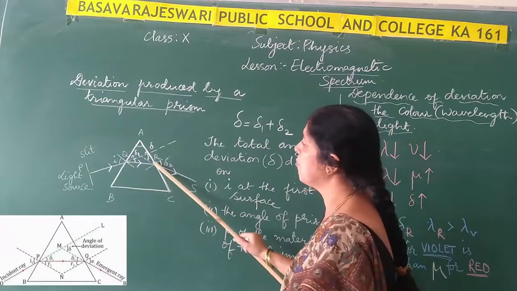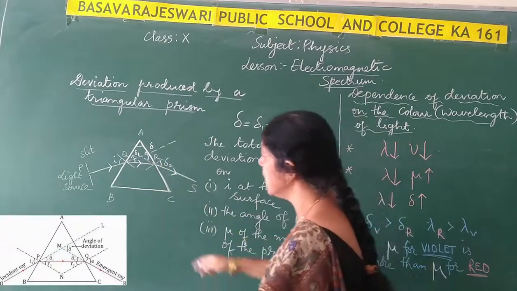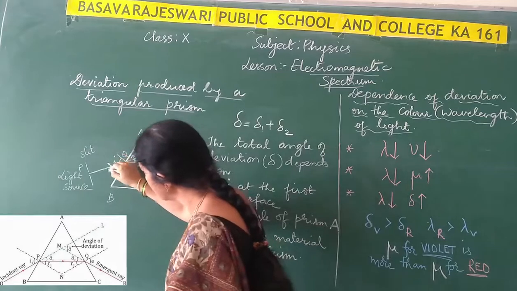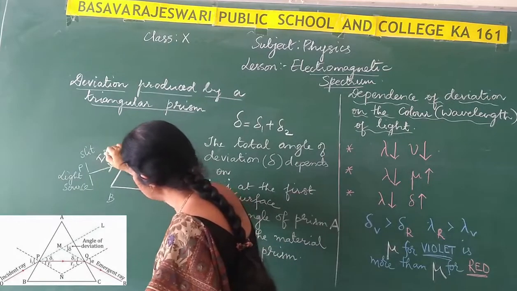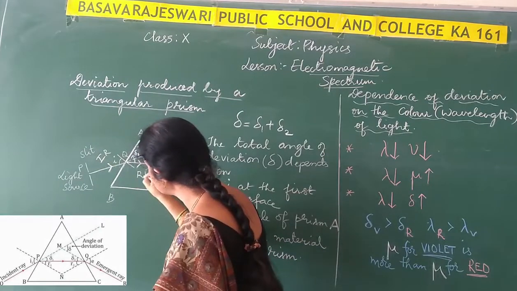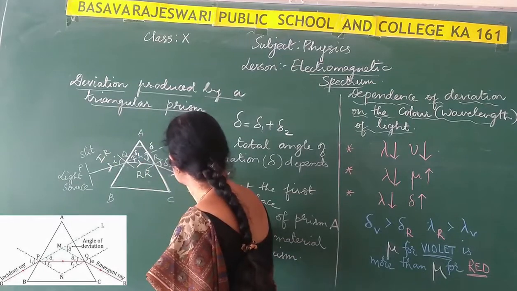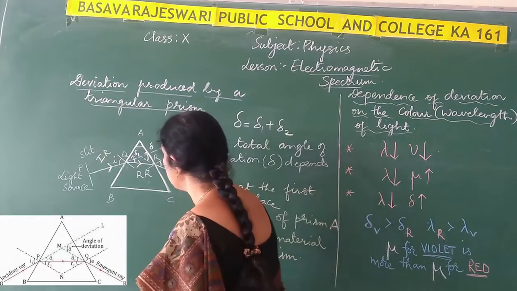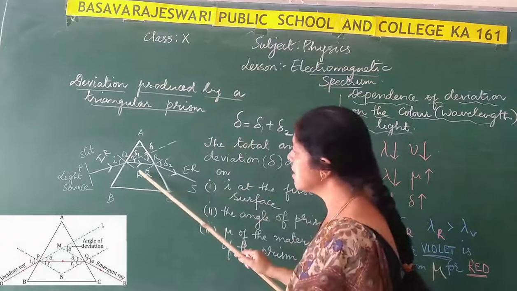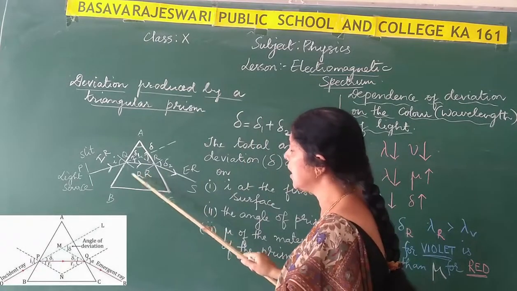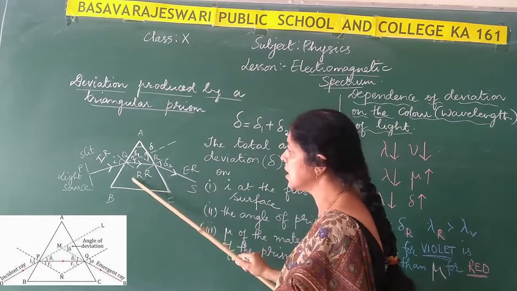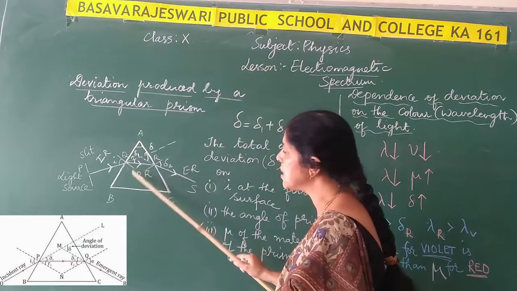So it will undergo refraction twice. This ray is called the incident ray, is it not? And this will be the refracted ray, and this will be the emergent ray. Okay. Now here, this diagram, if it is observed, then we will come to know that the light ray is getting deviated from its path.